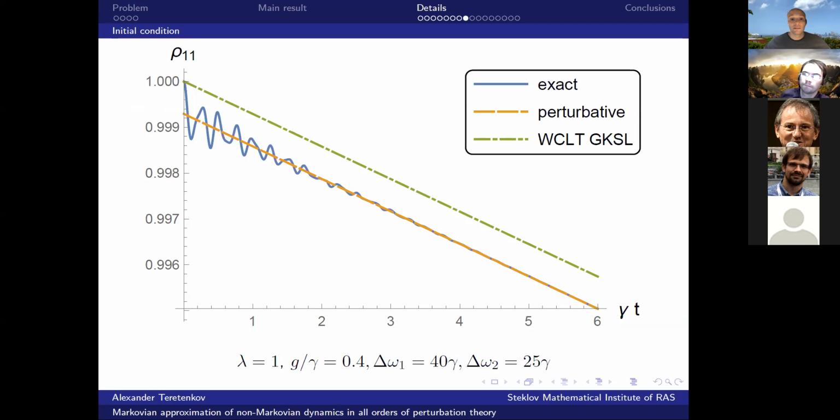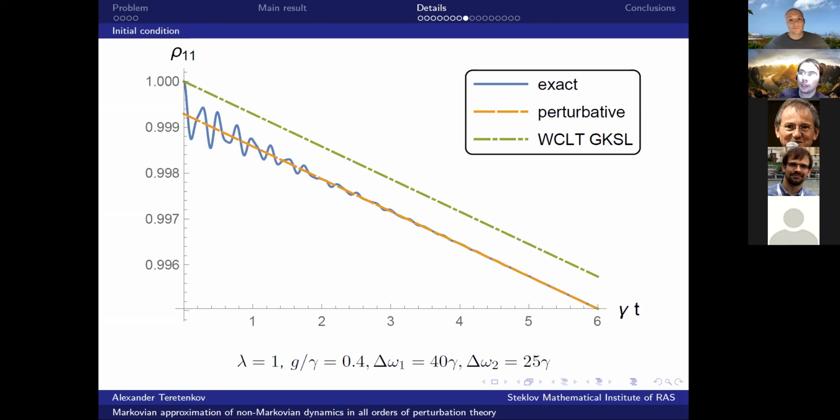So in fact, yeah, I have the same question as Ilya. So what about the non-zero temperature bath? I didn't understand exactly what you said. So I just wanted to ask, what would be the difference if the bath is non-zero temperature? What changes?